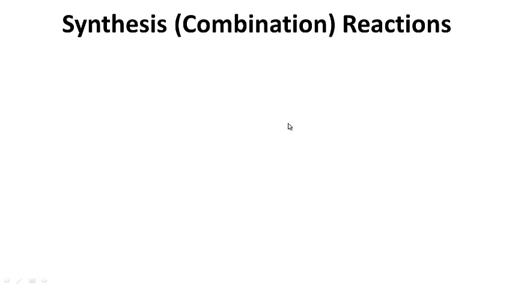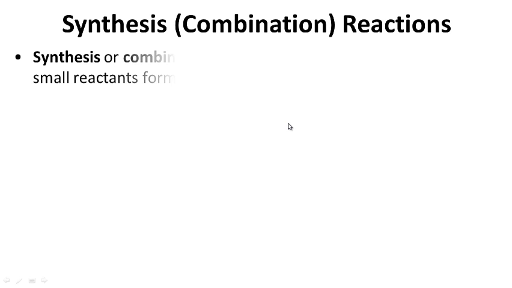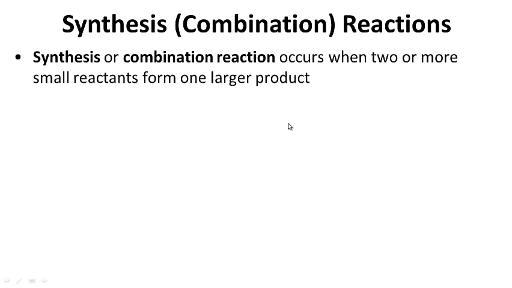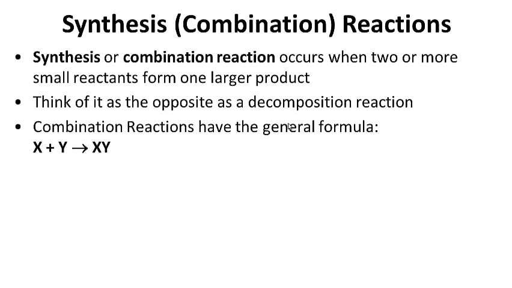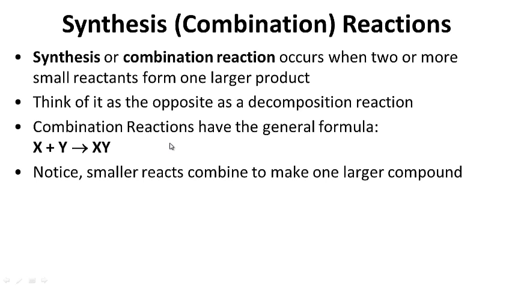All right, so synthesis or combination reactions. Synthesis or combination reactions occur when two or more small reactants form one larger product. Think of it as the opposite of a decomposition reaction. Okay? Combination reactions have the general formula X plus Y makes XY, a larger compound here. So notice the small reactants combine to make one larger compound as a product.